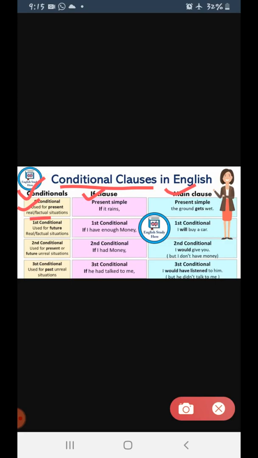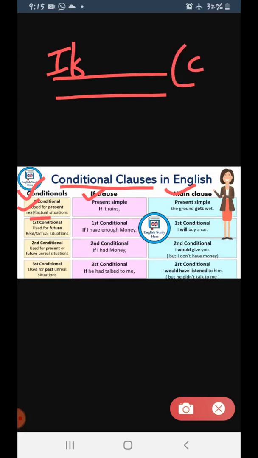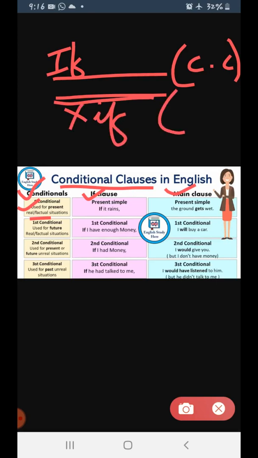Okay, so now see if clause and main clause. There are two parts of a sentence. One is the if clause, which is the conditional clause, and the other is without if, which is the main clause. Whenever you find if, that is the conditional clause. And when you find another part of the sentence which does not contain if, then we call it main clause.